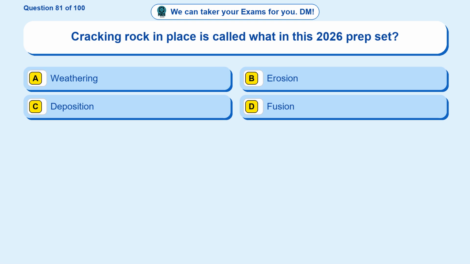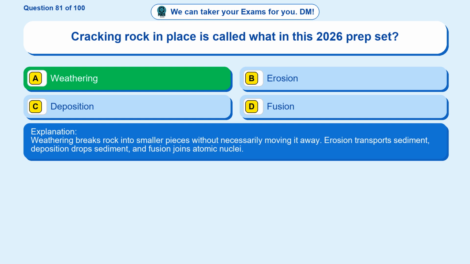Question 81. Cracking rock in place is called what in this 2026 prep set? Option A, weathering. Option B, erosion. Option C, deposition. Option D, fusion. The correct answer is option A, weathering. Weathering breaks rock into smaller pieces without necessarily moving it away. Erosion transports sediment, deposition drops sediment, and fusion joins atomic nuclei.